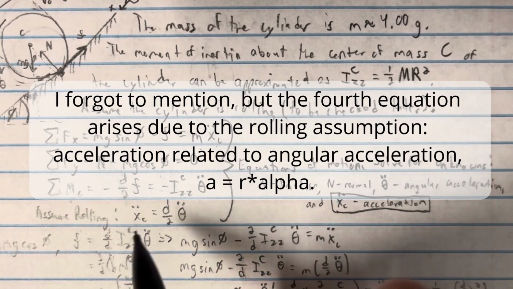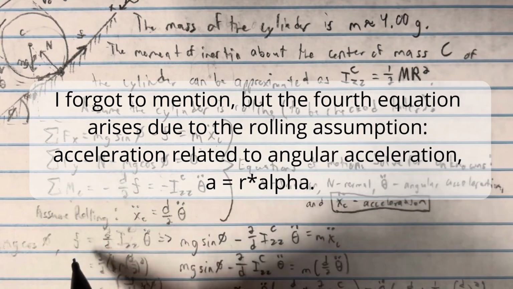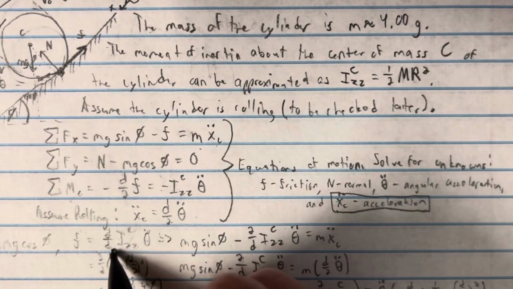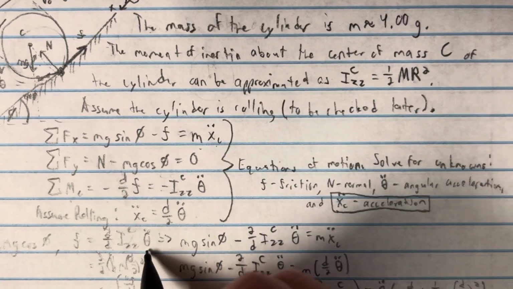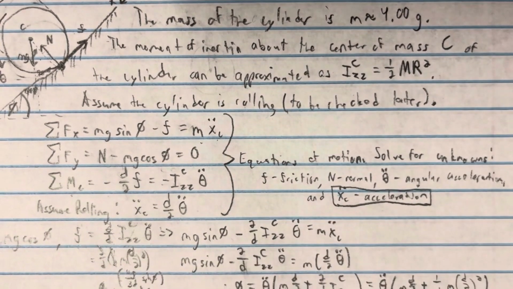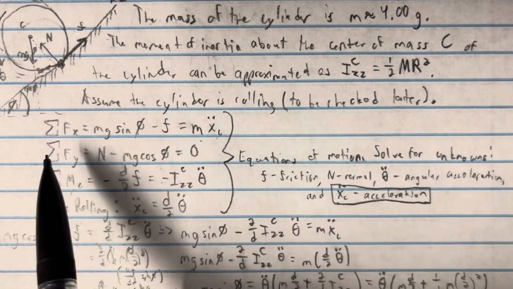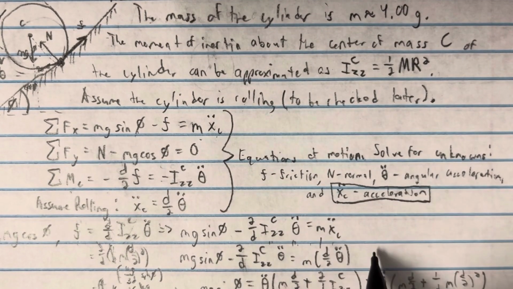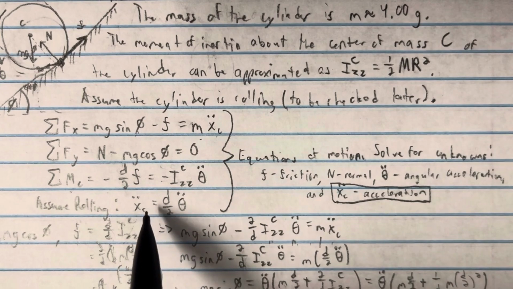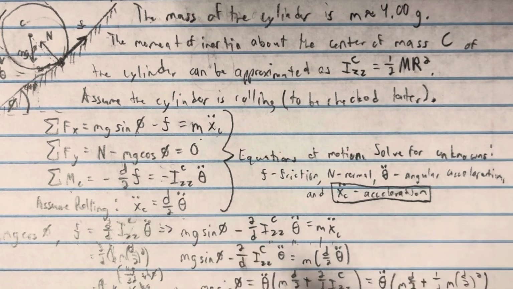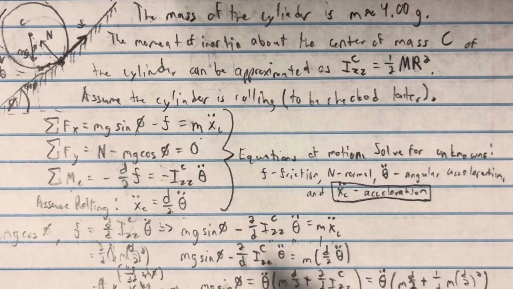We can solve the third equation, the moments about c, for F, which yields 2 over d times the moment of inertia times the angular acceleration. Then we can plug this into equation 1, the force in the x. We can then substitute in equation 4, where the acceleration is d over 2 times the angular acceleration. Just plug that right in. Now we solve this for theta double dot.